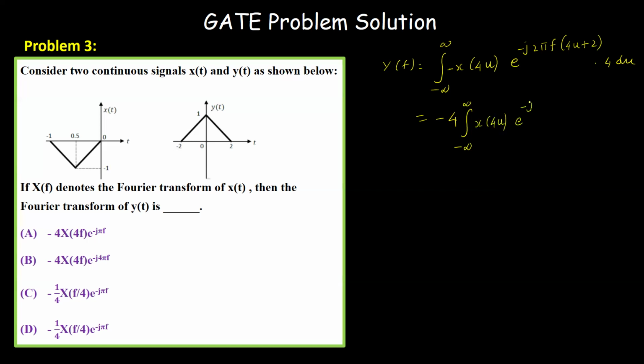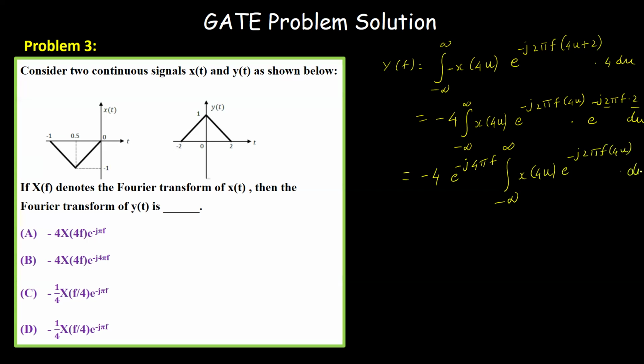Now I am expanding this exponential signal: e power minus j 2 pi f into 4u, into e power minus j 2 pi f into 2, into du. Now, minus 4, I am taking this outside, e power minus j 2 into 2 equal to 4, so 4 pi f. The integration from minus infinity to infinity of x of 4u, e power minus j 2 pi f into 4u du. Okay.